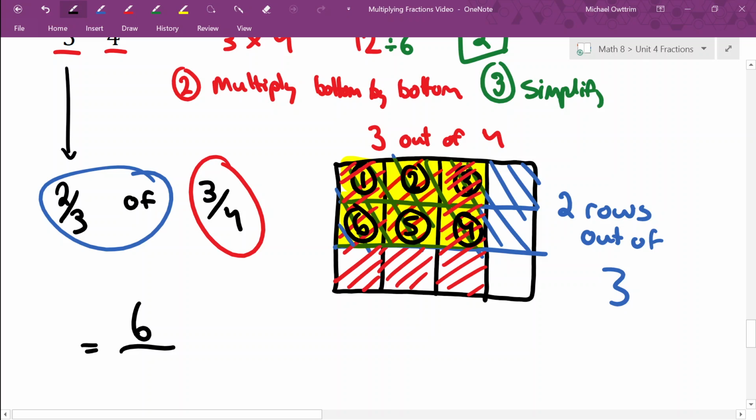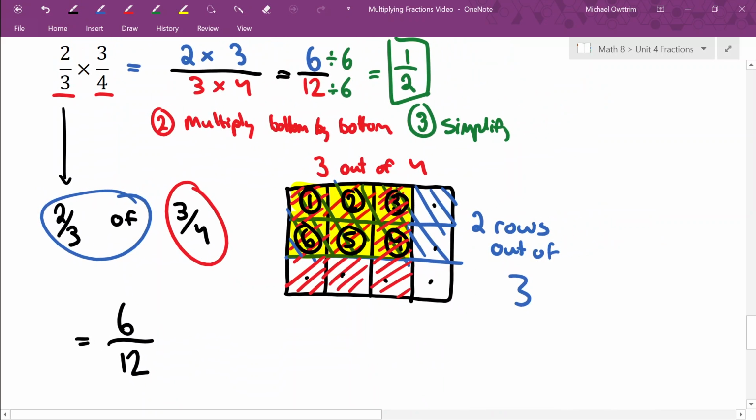And how many cells are in this one whole rectangle? Well, I've got 6 there, 7, 8, 9, 10, 11, 12 in total. And hey, look, presto, I've got that same answer as before, 6 out of 12. And of course, I could simplify this and say it's actually 1/2 of the diagram. So that's how I would go ahead and sketch one of these fraction multiplied by fraction problems.